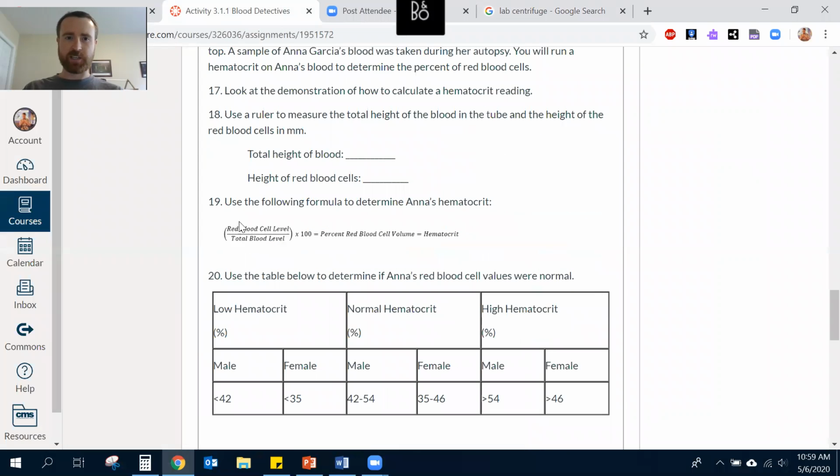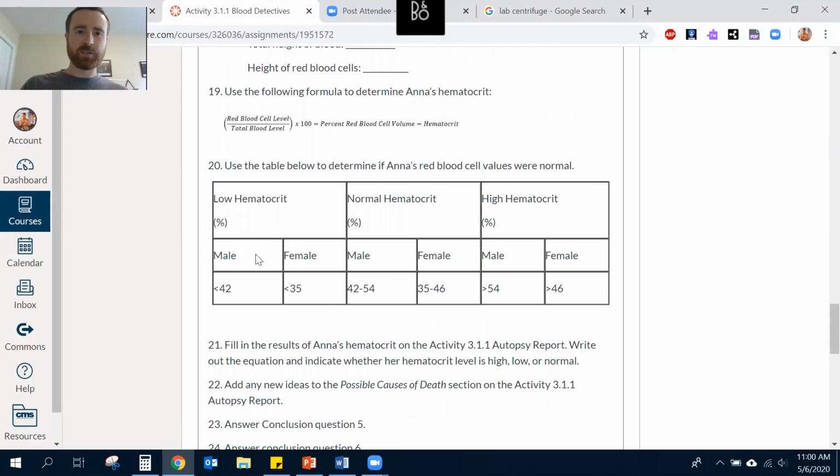So here's the formula, just in case. Red blood cell level divided by total blood level times 100 equals the percent red blood cell volume, which is equal to hematocrit. It's just a percentage. To remember that formula, just remember it's the percentage of the blood that's made of red blood cells. If you look, you'll notice that there's a table right here under step 20 that includes the normal range, and the low and high numbers. Take a look at the number that you got and determine whether Anna's number is high, low, or normal.